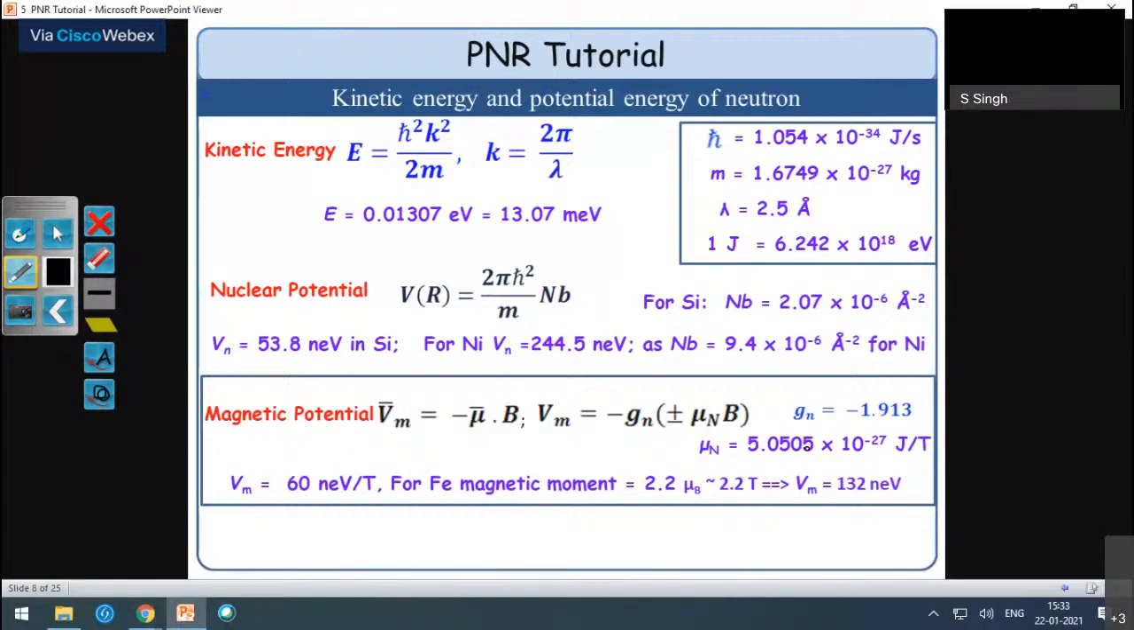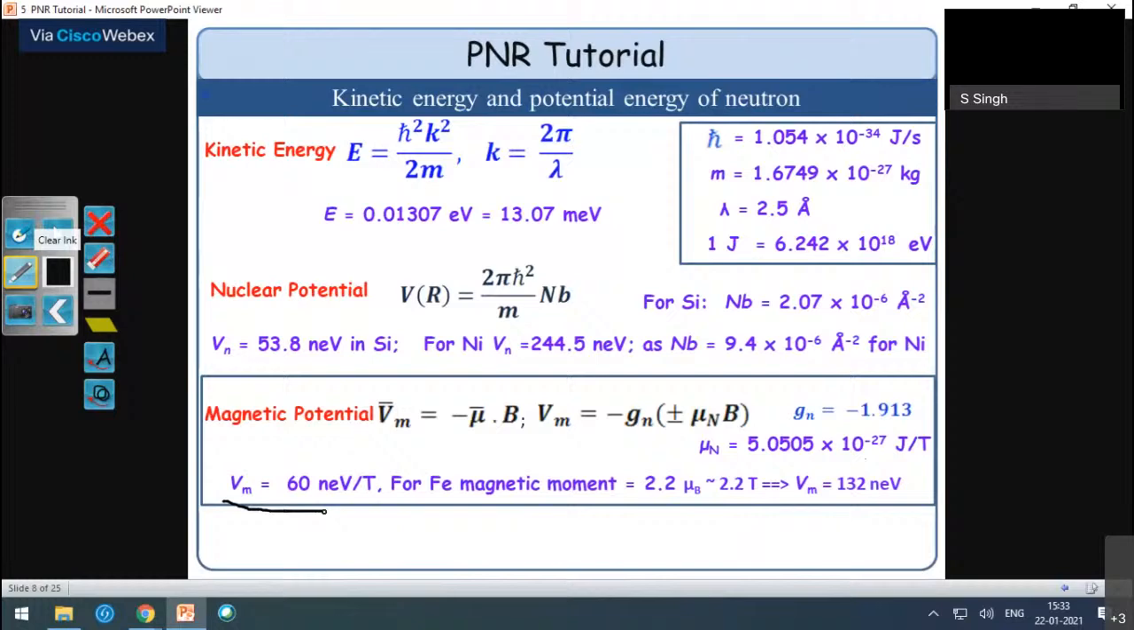It is 5.0505, so the magnetic potential becomes 2.2 tesla into this 5.05 times 10 to the minus 27 joule, and then you can convert that joule again into electron volt, which is pretty simple. You just multiply by the conversion factor and you get the potential for the neutron in that medium.